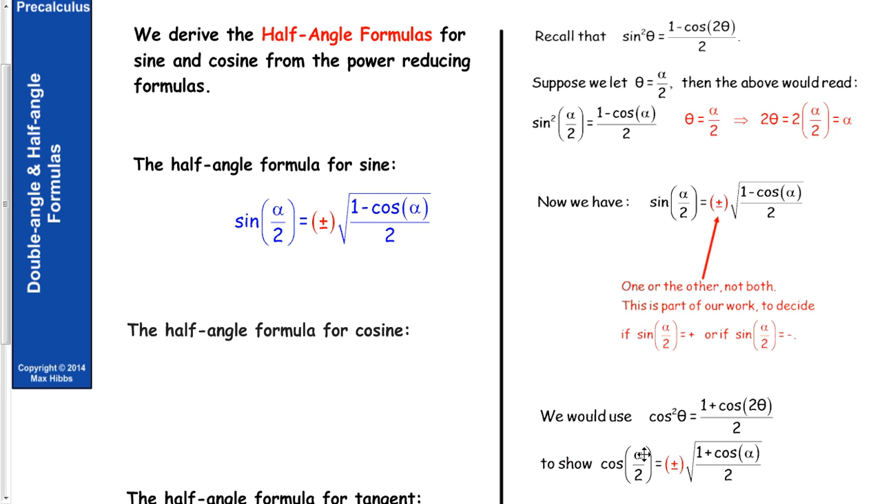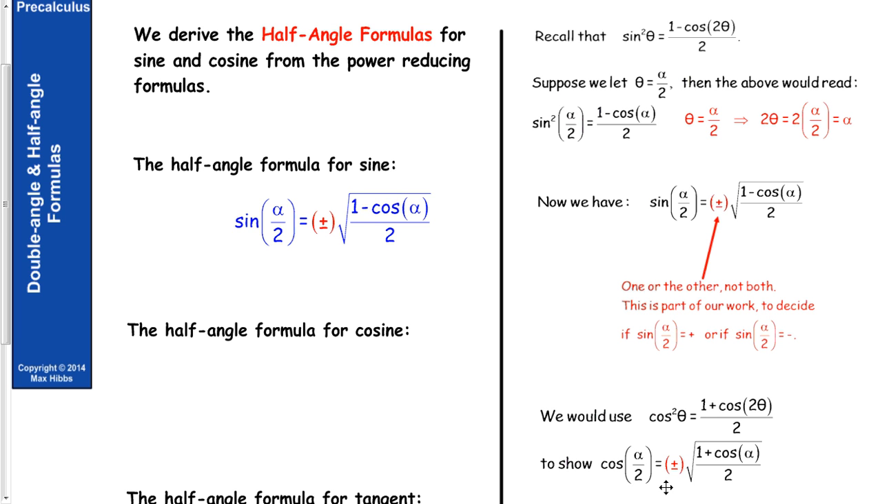In the case of the half angle formula for cosine, we would use the power reduction formula for cosine. That is, cosine squared theta is equal to 1 plus cosine 2 theta over 2. We would go through the same process. We'd replace theta with alpha over 2, and of course the angle in this position is double that theta. So if we double alpha over 2, we have just alpha.